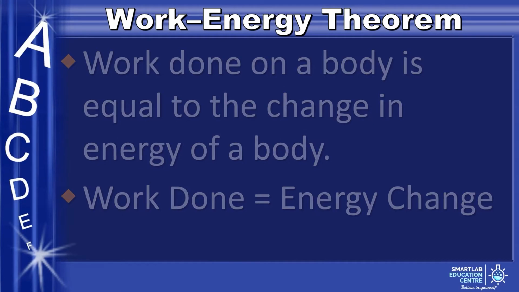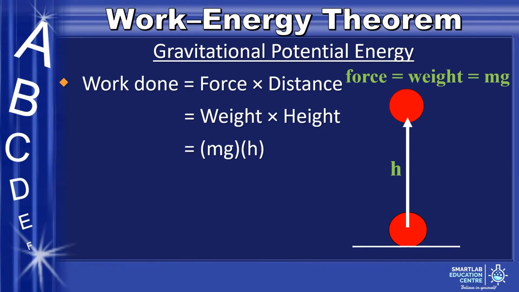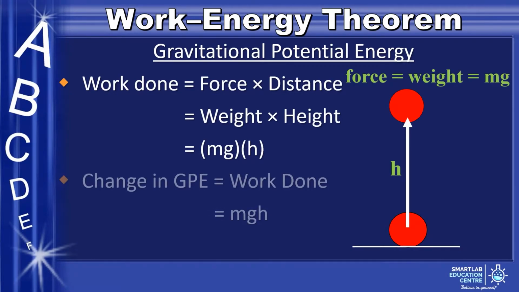Let us take gravitational potential energy as an example. Using the formula for work done, we can convert the force into the weight of the object. This gives us the formula mgh. Hence, by the work energy theorem, the change in gravitational potential energy is the work done on a body when it falls from a height.